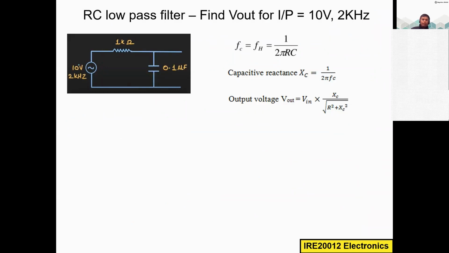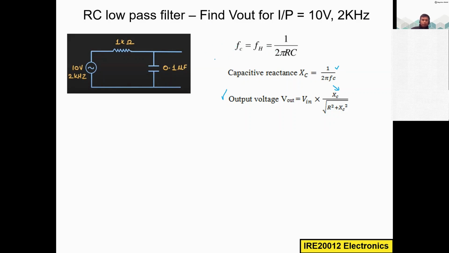I am applying a 10 volt, 2 kilohertz input signal at the input, and what output will I get? You can apply the formula and calculate the value. And XC, you may not know what XC is. XC also has a separate formula: XC is equal to 1 divided by omega C, or 2 pi FC. You have to calculate the XC and then you can calculate the output voltage. And of course, you can calculate the cutoff frequency also.